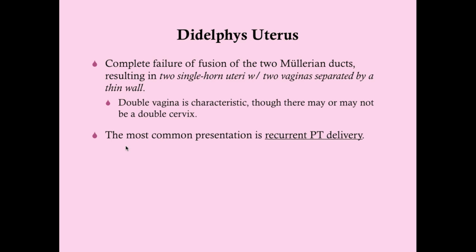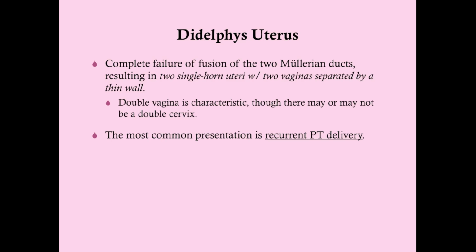That's basically all you need to know about this. Now, the Didelphys uterus can look a lot like a septate uterus, and we'll talk about that in a little bit and how you can differentiate the two. But an MRI is going to be a good place to start.